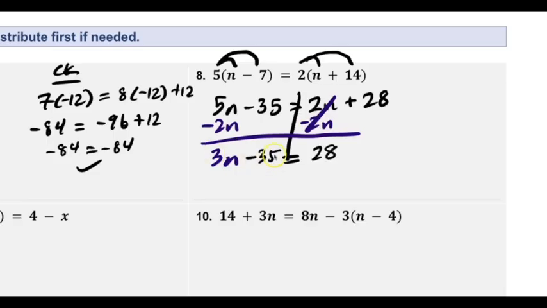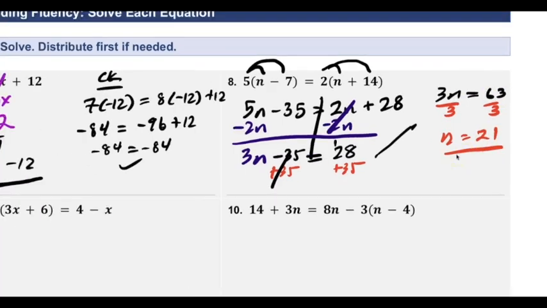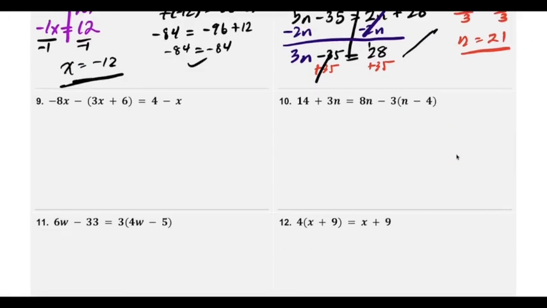Now we're just all like normal. Let's get rid of this negative 35 because I want to get that n by itself. So I'm going to add 35 to both sides. I'm running out of space, move it over there. I'm going to get 3n. These are gone. Equals 35 plus 28. That's going to be 3. Carry the 1. Oop, carry the 3. Carry the 1. 63. Then we just got to get n by itself. So let's divide by 3. And I get n equals 21. There we go. 6 divided by 3 is 2. 3 divided by 3 is 1. So there we go. Let's move on to the next one.